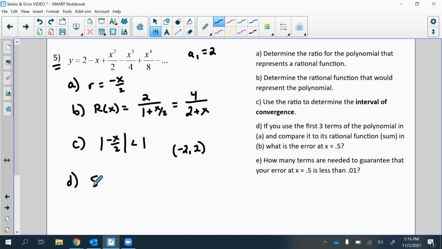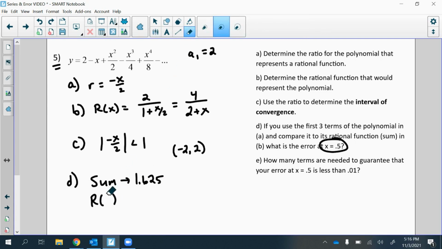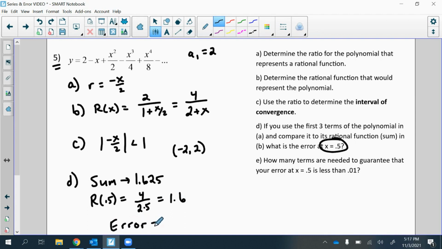If I plug in 1/2 into the first 3 terms of the sum, 2 minus a half plus 0.5 squared over 2, that ends up being 2 minus a half plus an eighth. So my sum ends up being 1.625. The actual value of the function at 0.5 is 4 over 2.5, which is 8/5 or 1.6. So my error is the absolute value of when I subtract them. That's 0.025.